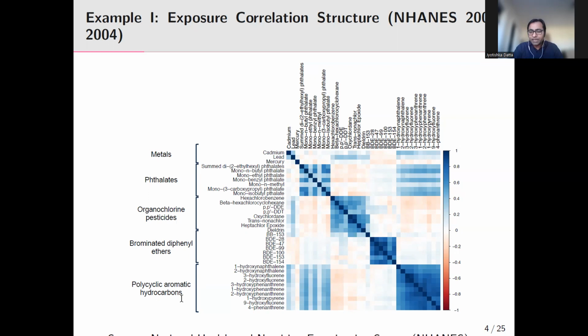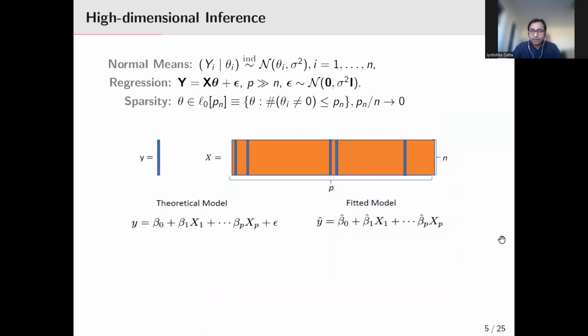So we want to build a shrinkage prior that can take into account this type of correlation structure. And we also want to build something that can adapt to bilevel sparsity, which means it might happen that not all the groups in a particular situation are relevant, and then within each group, not all covariates might be relevant. Okay. So this is our motivating example.